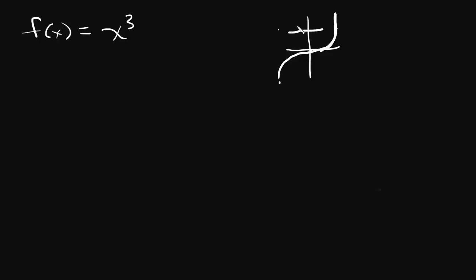Now, for an odd function, let's take a classic one. f of x equals x cubed. If you put that in your graphing calculator, you'd end up with a graph which looked pretty much like this. Now, an odd function is symmetric around the origin. That's a rather difficult expression to understand. What that means is if we took this part of the graph over here, flipped it over to this side and then flipped it down, it would match this side.